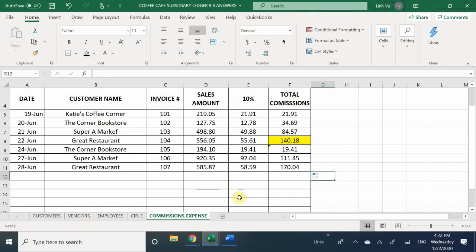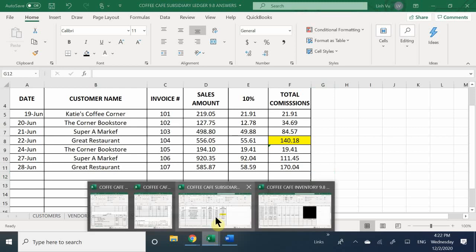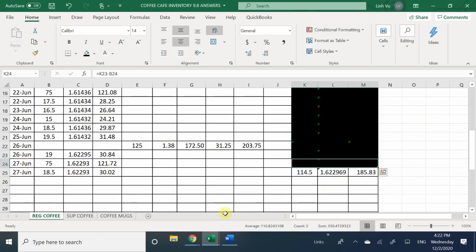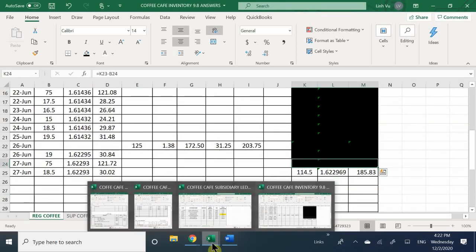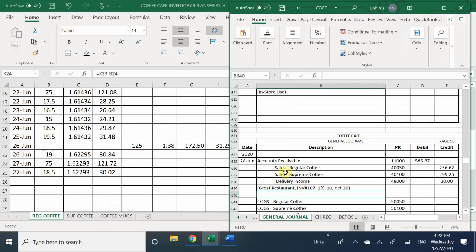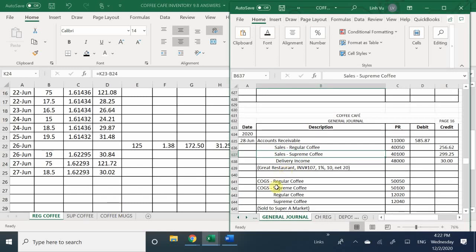Now, all right, I'm going to do the inventory. Okay. All right, let me get my stuff ready on the journal for that. Sorry. That's fine.